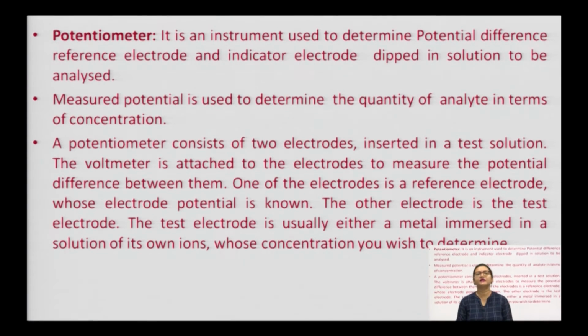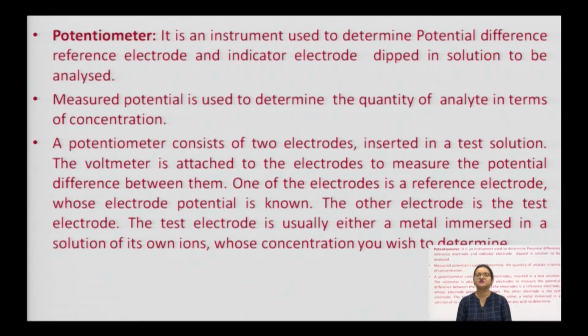The other electrode is the test solution whose potential we need to determine. That potential depends upon the concentration of the analyte under study, whose concentration is to be determined. The concentration can be determined easily by the Nernst equation. The Nernst equation is an equation which relates the electrode potential and the concentration of the analytes present inside the test solution.